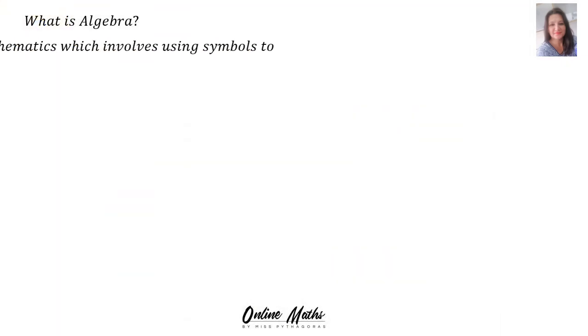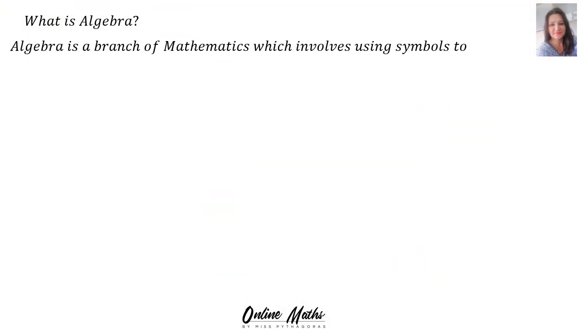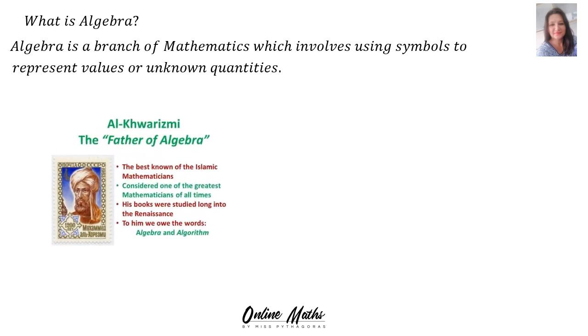Now what is algebra? Algebra is a branch of mathematics which involves using symbols to represent values or unknown quantities. There's this man, his name is Al-Khwarizmi. He is seen as the father of algebra, the best known of the Islamic mathematicians. He is considered one of the greatest mathematicians of all time. His books were studied long into the Renaissance. To him we owe the words algebra and algorithm.